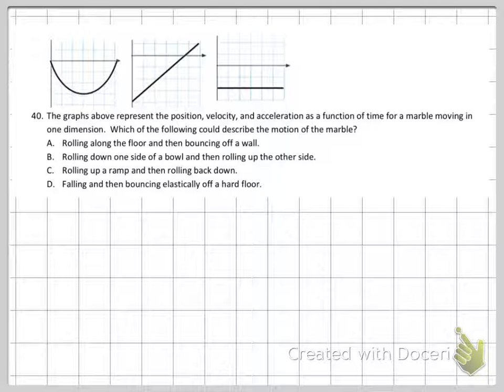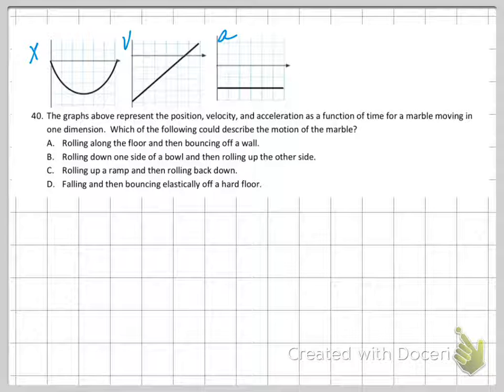The graphs above represent position, velocity, and acceleration as a function of time. Which of the following could describe the motion of the marble?